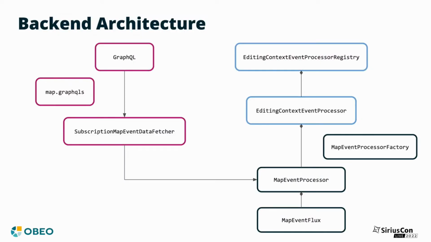So we need to dive a bit more inside of the architecture of the backend. In order to view a representation and to connect the front end to the lifecycle of the representation, we will need to subscribe to the events of this representation. For that, we will need to send a GraphQL request with a subscription, and to add support for our map representation, we will need to extend the GraphQL schema with a map.graphqls file, and to provide a new data feature which will allow users, the front end, for example, to subscribe to events of this map representation.